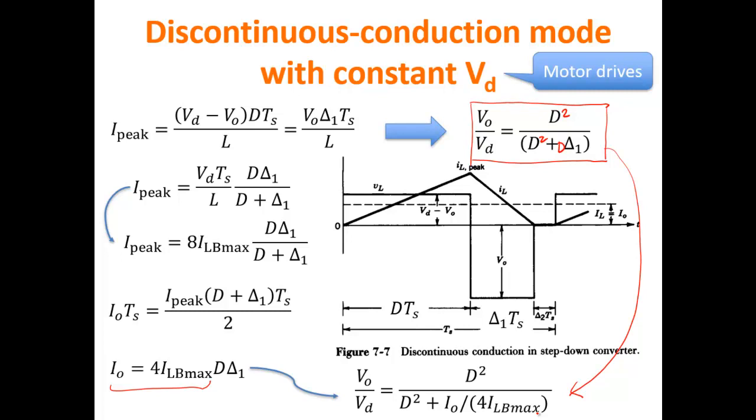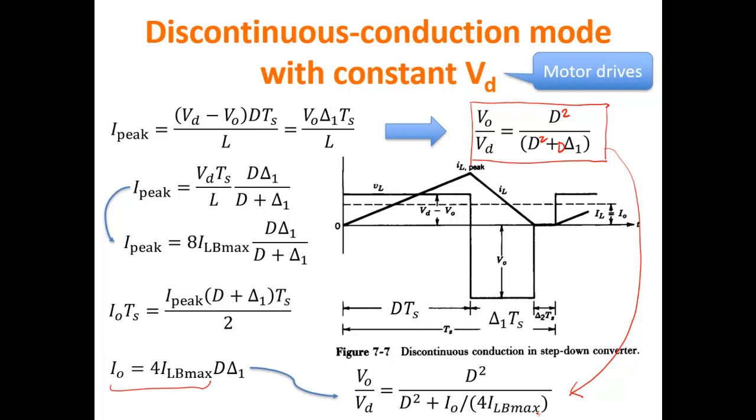Okay, that's it. So, what's the meaning of this expression? The passages are quite simple to follow, but the important thing is to understand the main concept. In continuous conduction, I had an easy relationship between the output voltage and the input voltage, because the ratio VO over VD was equal to D, and was independent of the output current.